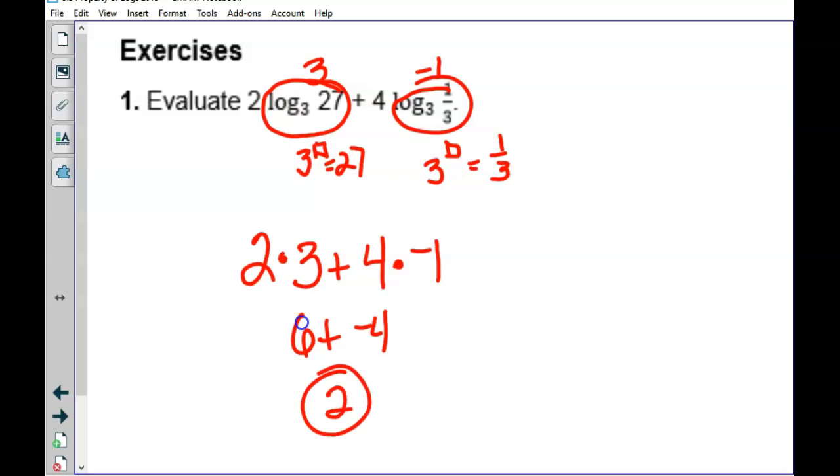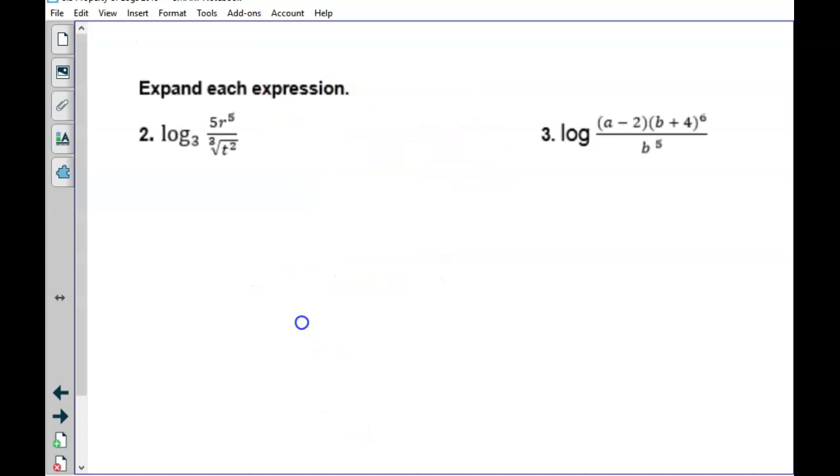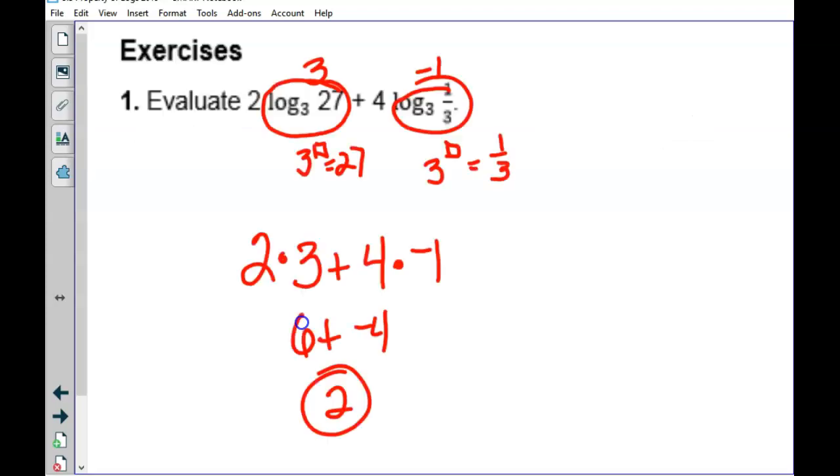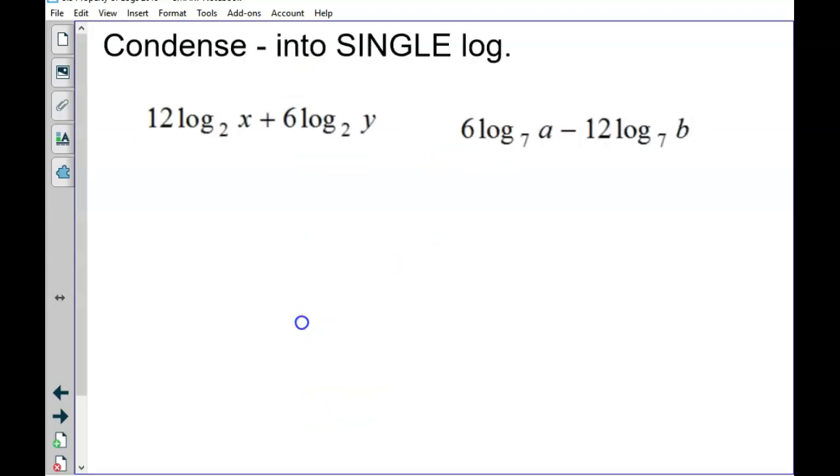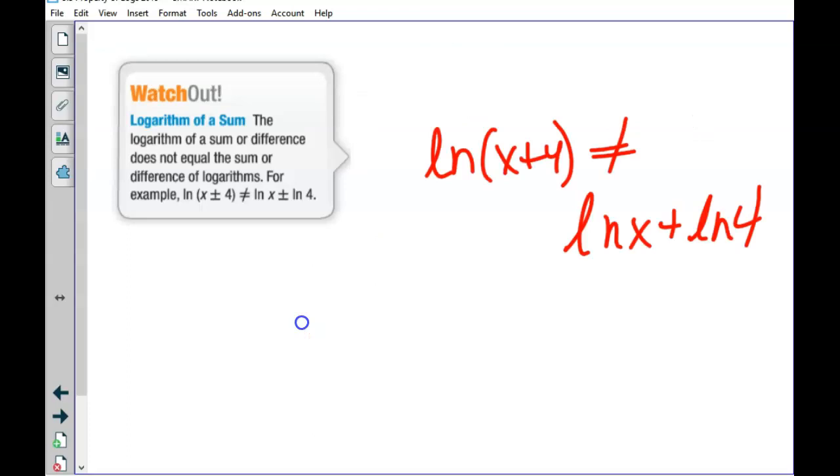Okay. Everybody all right? This is no calculator fun. Now we get to the expand ones. Before we attempt number 3 here, can we visit a slide I have that says this, okay? It says, watch out, the logarithm of a sum.